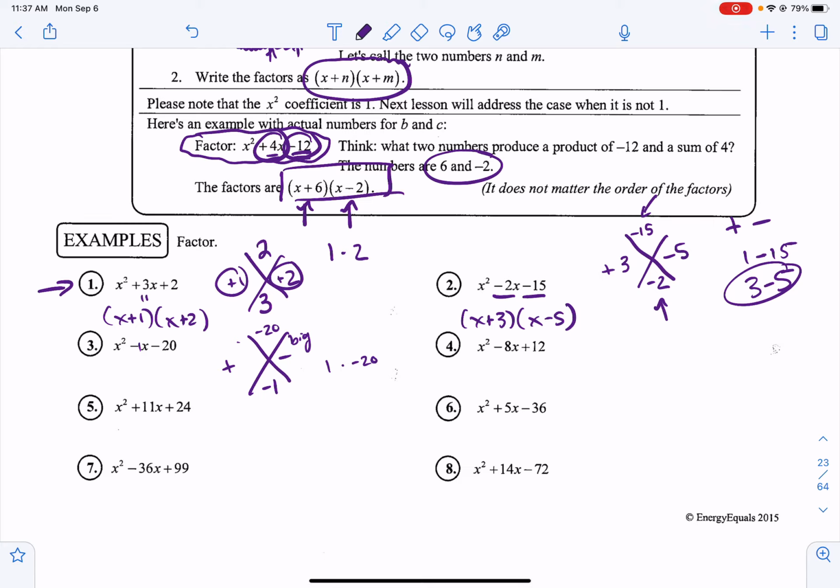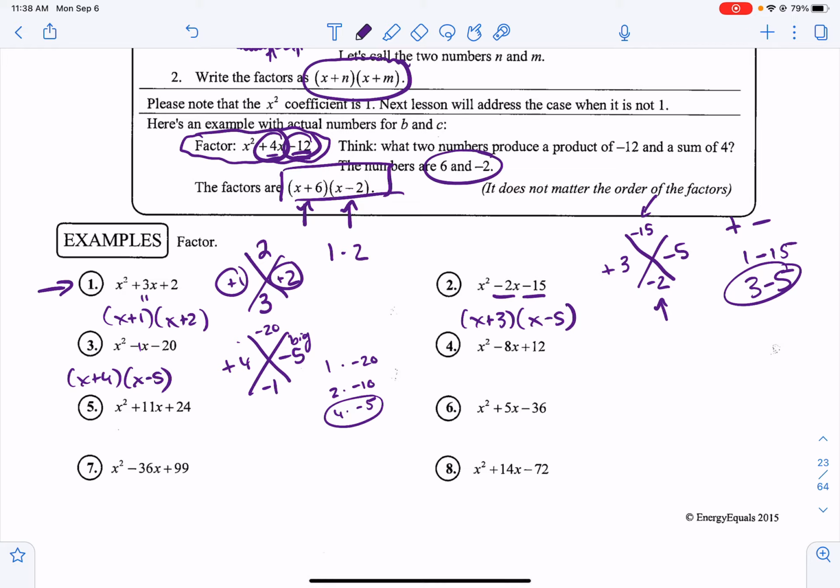Those definitely don't add up to negative 1. 2 times negative 10, definitely not negative 1. 3 doesn't work. How about 4 times negative 5? Those multiply to be negative 20, and they add up to be negative 1. So negative 5, positive 4: x plus 4, x minus 5. All right, let's keep going.